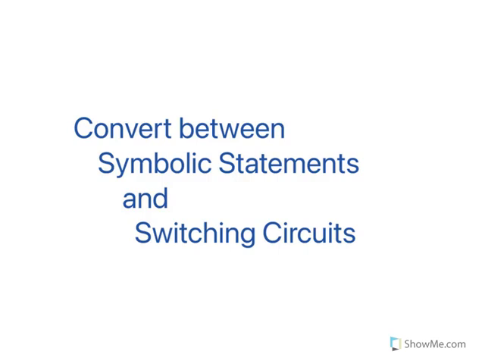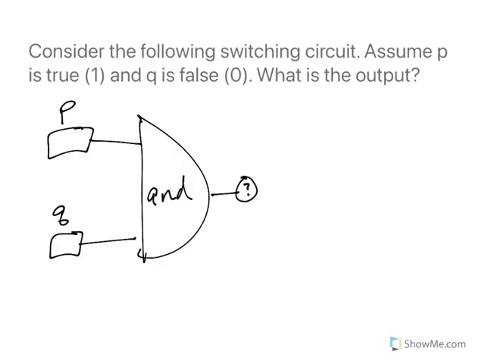Convert between symbolic statements and switching circuits. Okay, so consider the following switching circuit. Assume P is true and Q is false. Now, they also sometimes will say 1, so true is 1, false is 0, if we're dealing with some symbols. And what does that mean about the output?